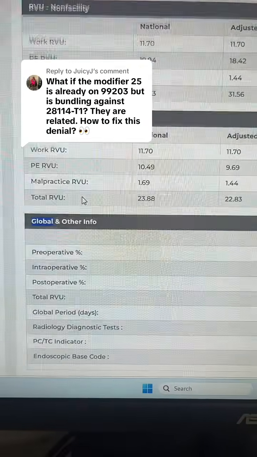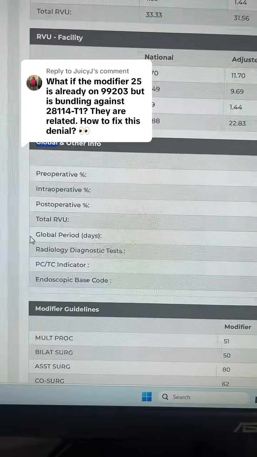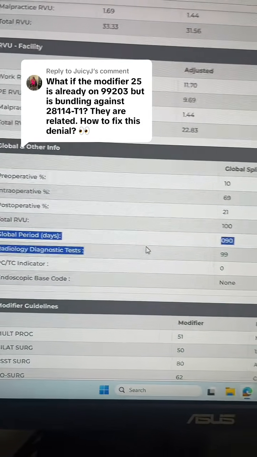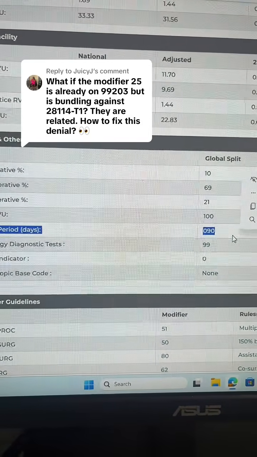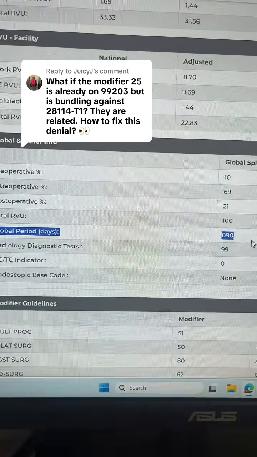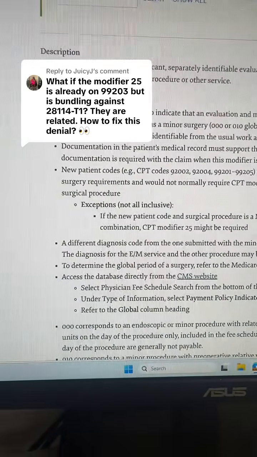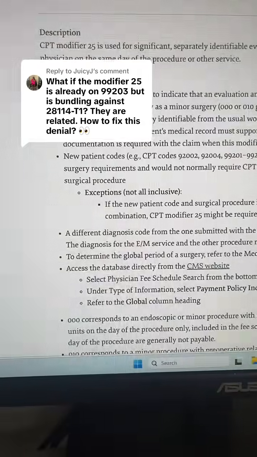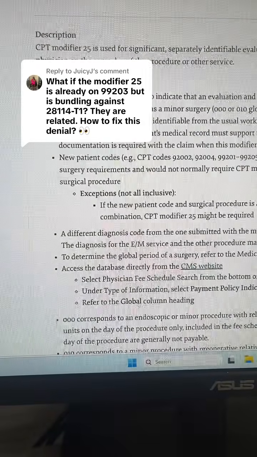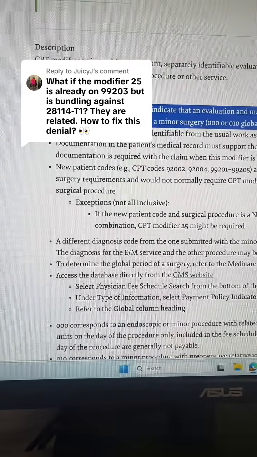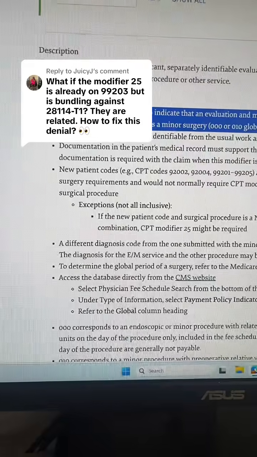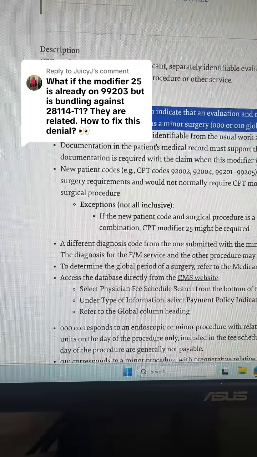Now that I have looked up information on the CPT code, the next thing I'm going to look for is my global period days, and that tells me it's 90 days. So that lets me know that my CPT code is a major surgery. So I go to Palmetto GBA's website to look up information on this modifier, and it tells me that this modifier can only be used for minor surgeries. That means that the surgeries must have a 0 or a 10-day global period.